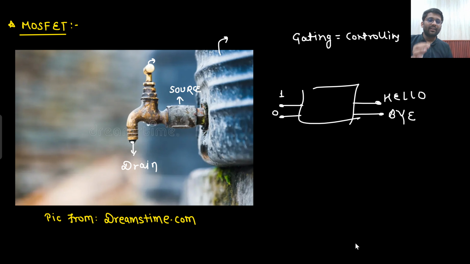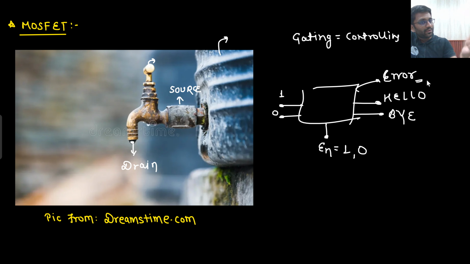Now someone says gate this circuit. Gate this circuit means I will put an enable button here. If I put enable equals to 1, then it will work perfectly. But if I put enable equals to 0, then it will not even work. Whether you put 1 or 0, it will show the output as error. That's it. Gating means controlling. If you are gating this particular circuitry, that means you are putting another pin that will control the output.